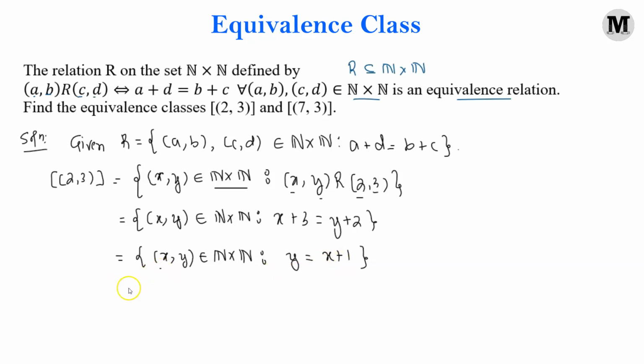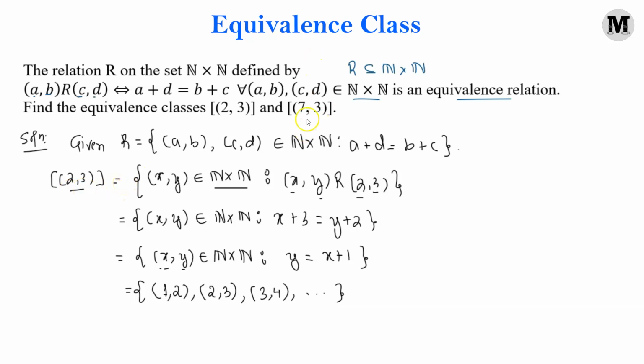So we now have to find the set of ordered pairs (x, y) such that x and y are related by this particular equation. Since x and y both belong to the set of natural numbers, if we choose x equal to 1, then the corresponding y value is 2. Then if we choose x equal to 2, the corresponding y value is 3. If we use x equal to 3, then the corresponding y value will be 4, and so on. So this is the equivalence class of the ordered pair (2, 3).